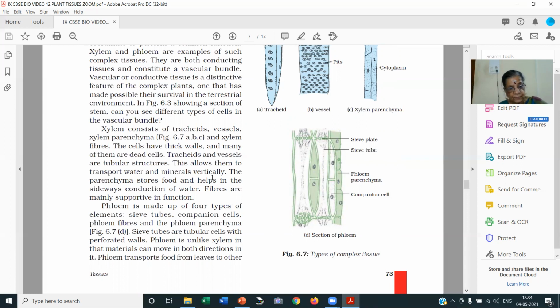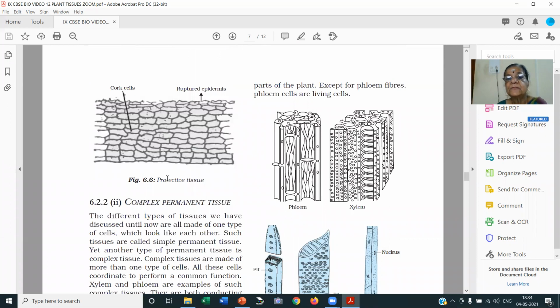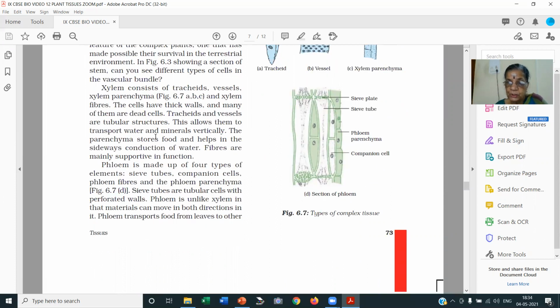I hope you understand. Whereas phloem is made up of, again, sieve tube, companion cell, phloem fiber, and parenchyma. Okay, so this is a diagram, understand. Except phloem fibers, phloem cells are living cells. I hope I am clear. The diagram for phloem is very easy. You have to practice drawing.